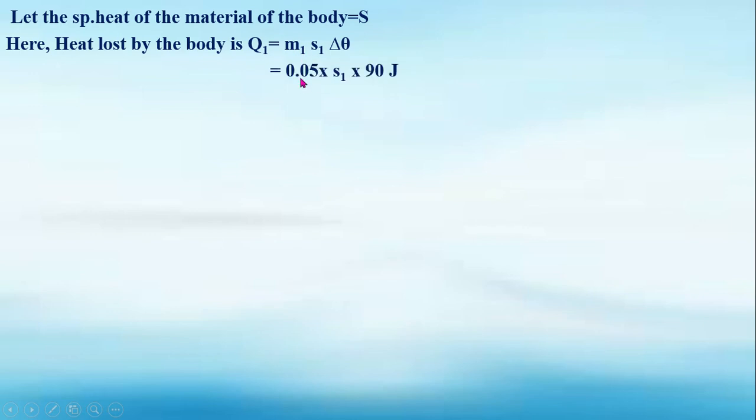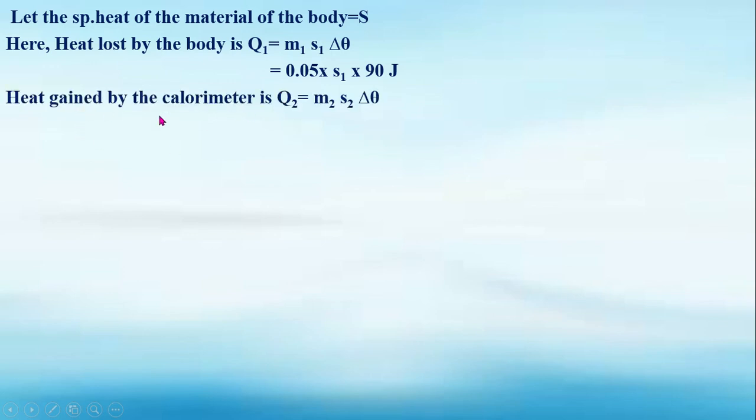Here M1 is 0.05, S1 we don't know the value of, because we have to find out this value S1, and del theta equal to 90 Kelvin, that I have shown before. And heat gained by the calorimeter is Q2. Q2 equal to M2 S2 del theta. That means M2 is the mass of calorimeter, S2 is the specific heat of the material of the calorimeter, and del theta is the rise of temperature.